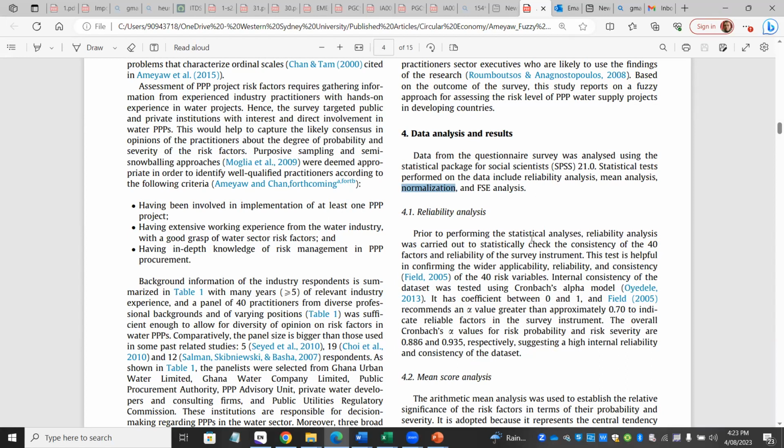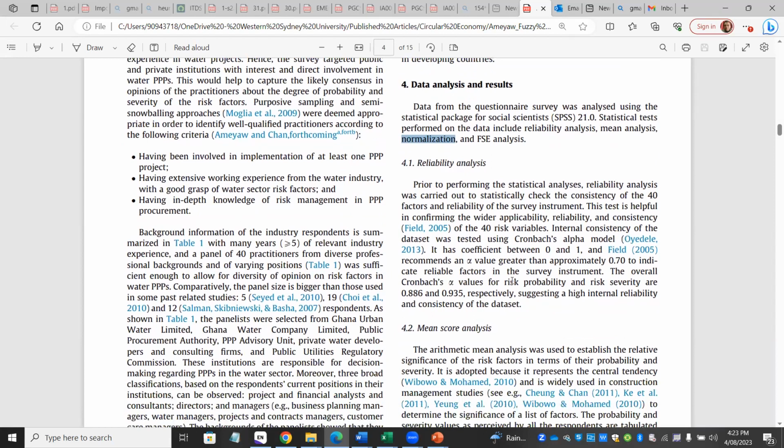So first, a reliability test was done. The factors consisted of 40 factors, and the reliability test was done. Because this study dealt with risk factors, there are two sections of risk that must always be looked at. That's the probability of occurrence, which we also call the risk probability, and then the consequences of occurrence, in other words, the severity of occurrence.